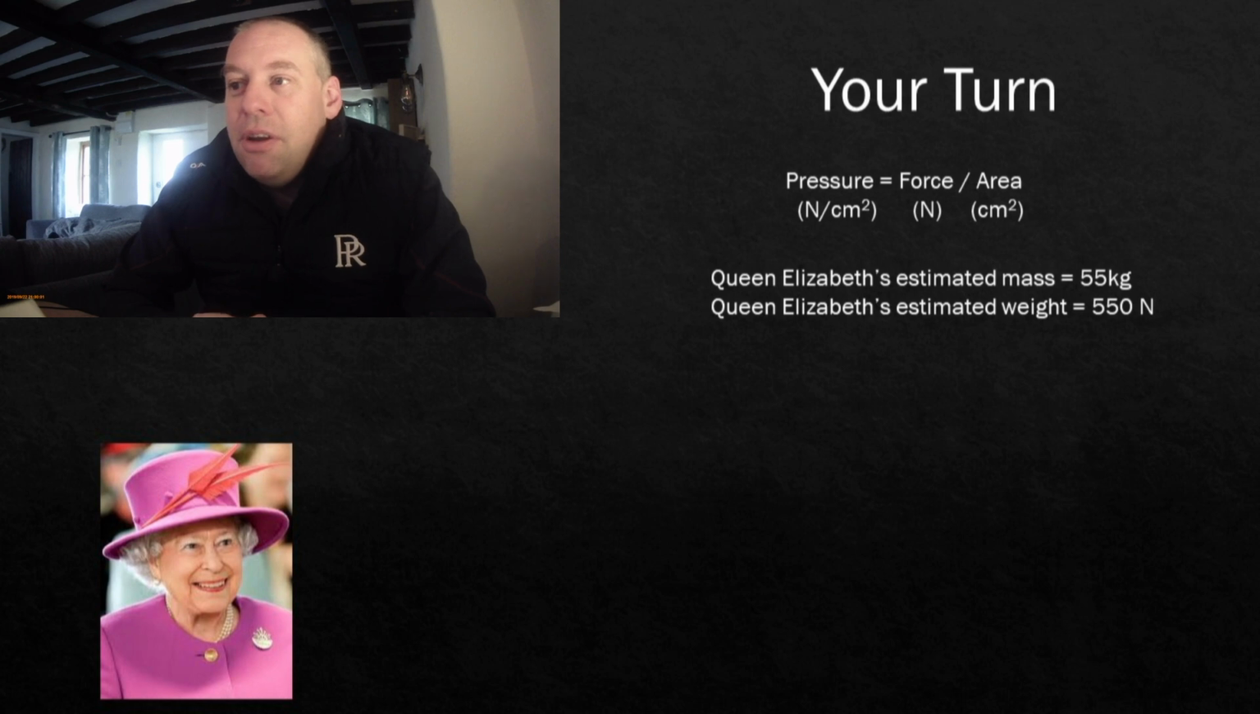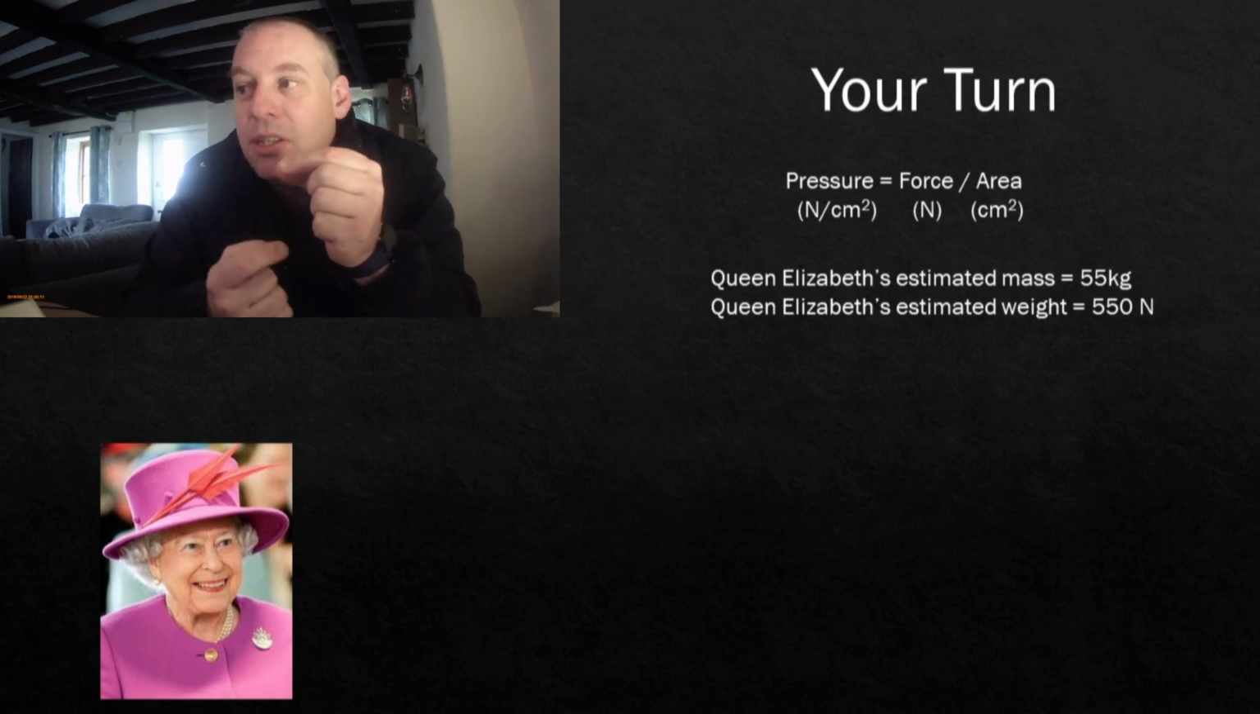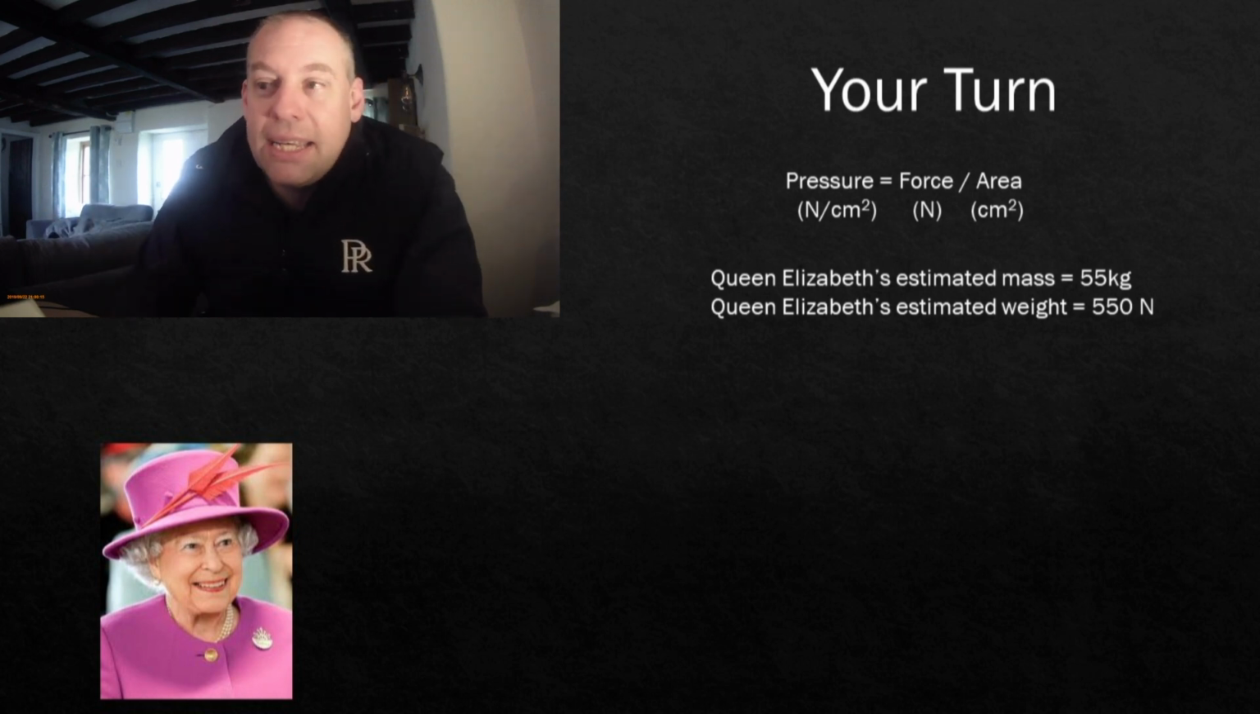So if she has a mass of 55 kilograms, that would make her weight 550 newtons. Remember, each kilogram is pulled by 10, so 55 times 10 would give me 550 newtons. That is the force that Queen Elizabeth puts onto the ground.